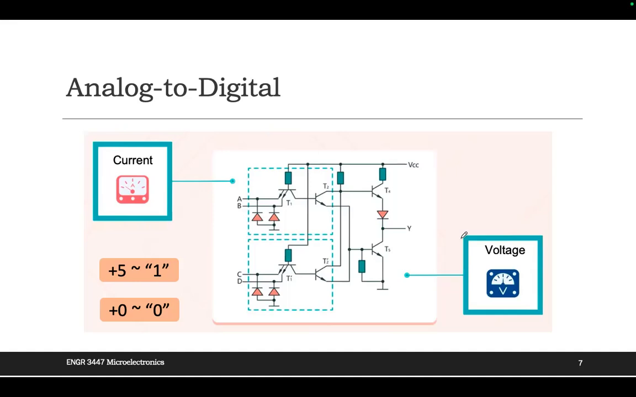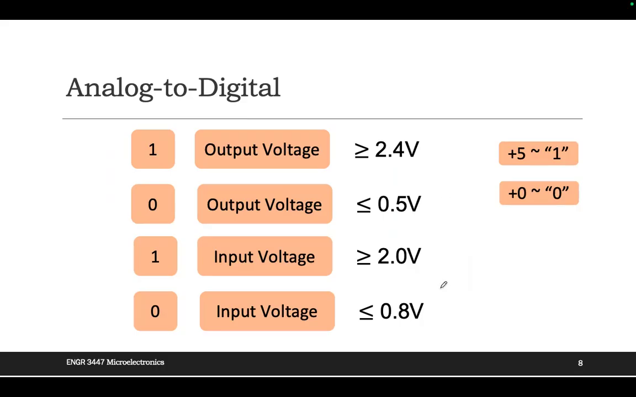But you can see we can also create this circuit using an op-amp. Am I right? The op-amp will give you a different situation. For this situation, if it is greater than or equal to 2, it will be considered as 1. Otherwise, if it is smaller than 0.8, it will be 0. That makes sense to you?